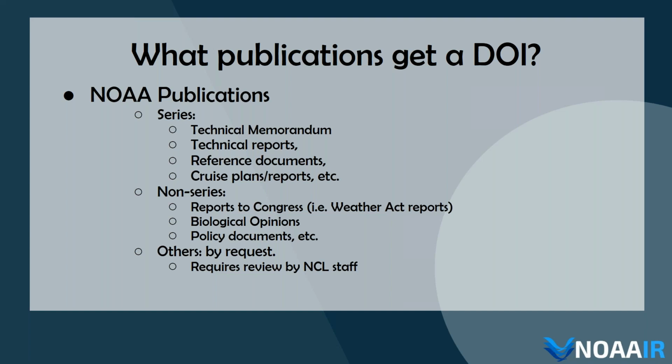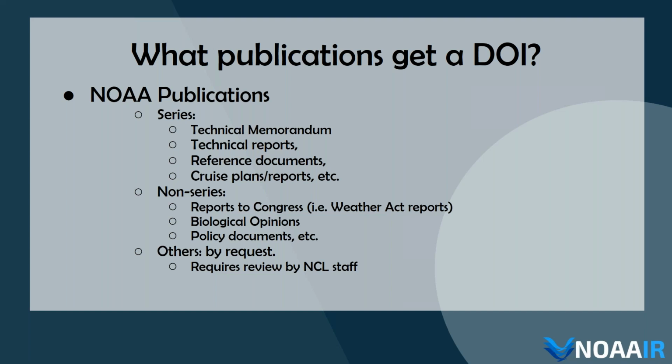Additionally, we cannot assign a DOI to a publication that already has a DOI through another means. So if you are working on a joint publication with another agency, say EPA as an example, if EPA has assigned a DOI, that's it. That's the DOI. We cannot assign a secondary NOAA DOI to it. We use the EPA DOI.